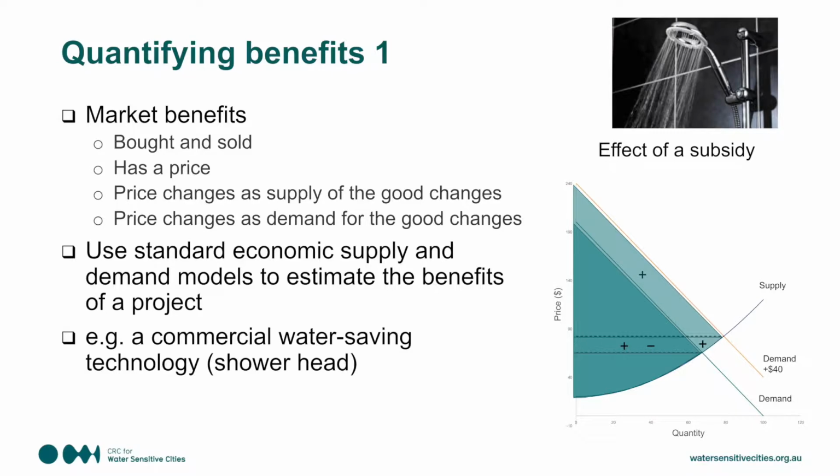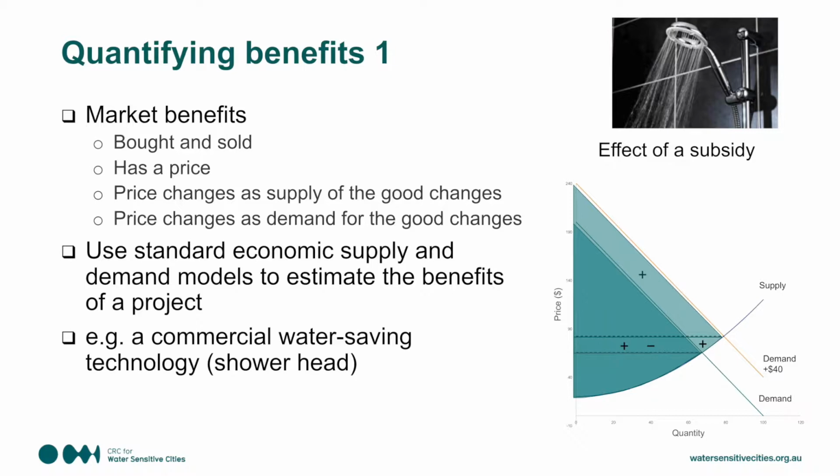The next thing we want to worry about is actually quantifying the benefits. And some of those are hard and some of those are a bit easier. The relatively easy ones are around the market benefits. So some things we want to value are bought and sold in markets. They have a price. We can look at how that price changes under different situations if supply or demand changes. And so if we know that, then using pretty standard economic tools that anyone who's done Economics 100 at school or at uni or done economics at high school would be familiar with, the simple supply and demand graphs.